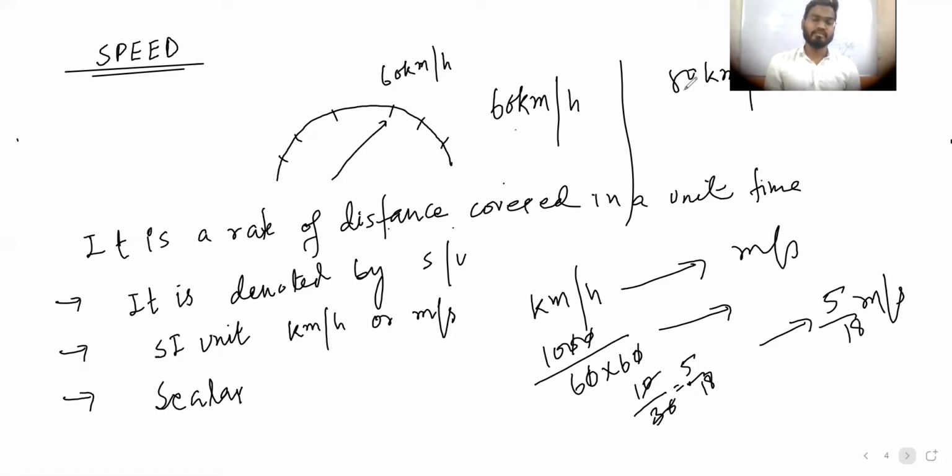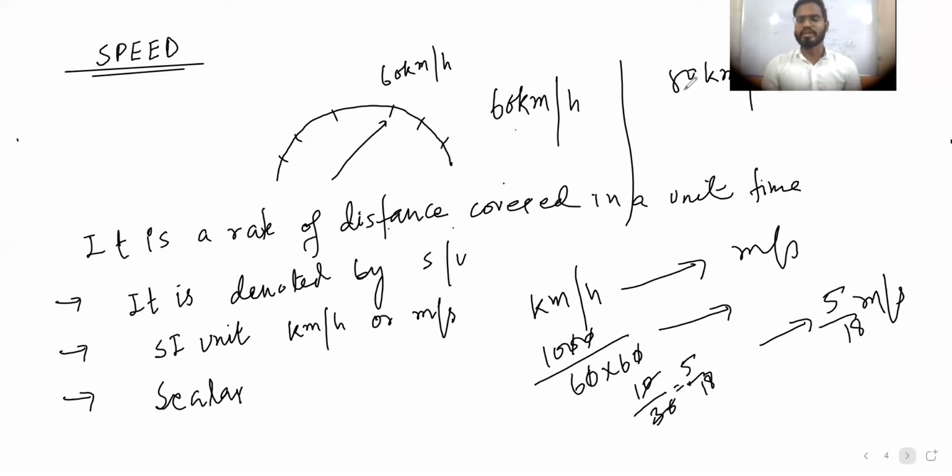Speed is without direction. In the last class we learned that this means it is a scalar quantity. Its unit is distance by time, so meter per second, where distance is in meters and time is in seconds, or kilometer per hour for long distances and long times. Meter per second is used for small distances and small times. It is denoted by capital V, and it is a scalar quantity.